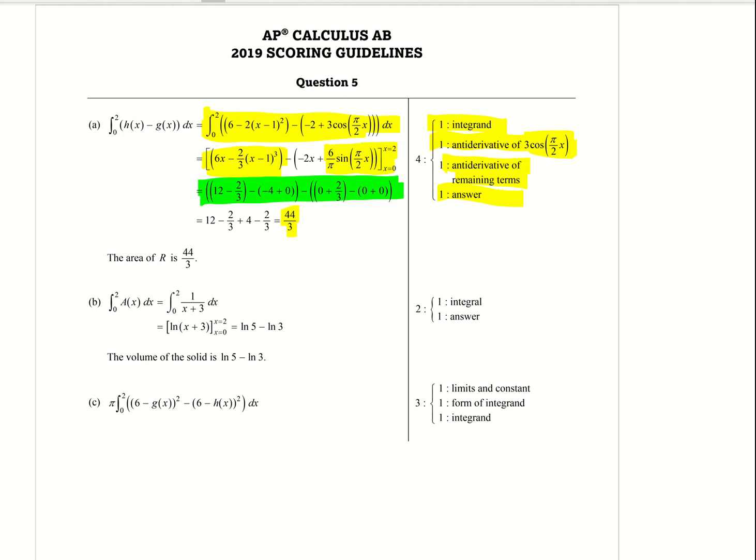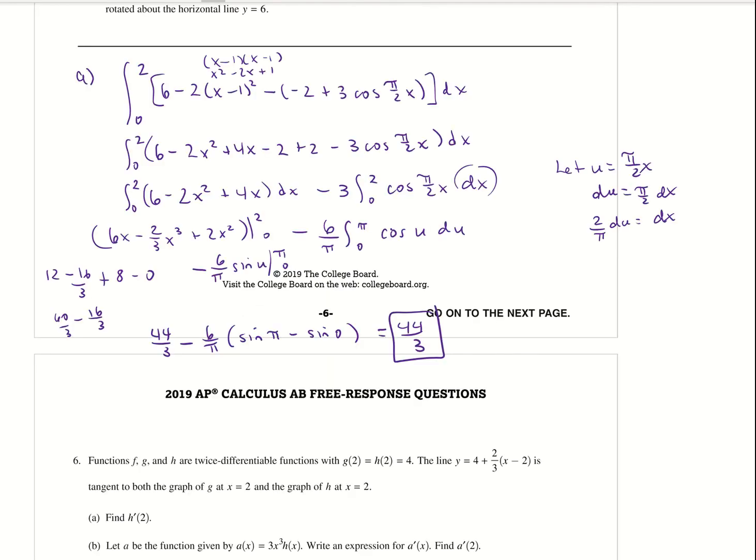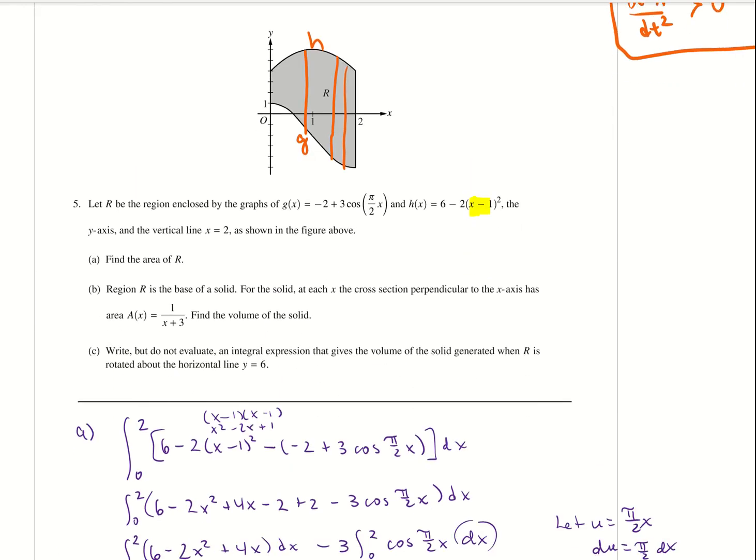You do not actually have to combine to the 44 over 3. So that's up to you how you want to do that. And you could have had a different combination of numbers in here depending on the process you use to integrate this. So we got 4 out of 4 for that one.